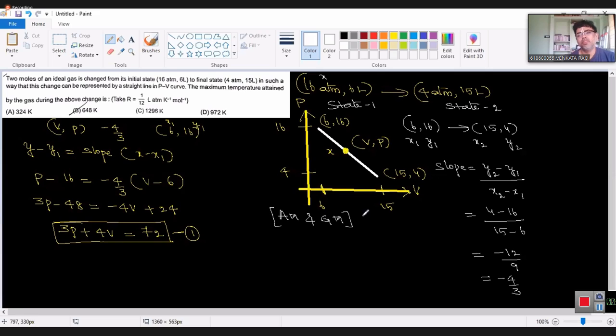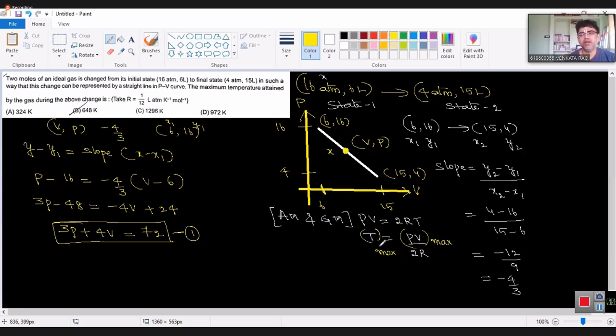Suppose the gas is ideal. PV is equal to 2RT because 2 moles are given. Can we write T is equal to PV by 2R? You must get the maximum temperature. To get the maximum temperature, the product of P and V should be maximum because 2 and R are constants.